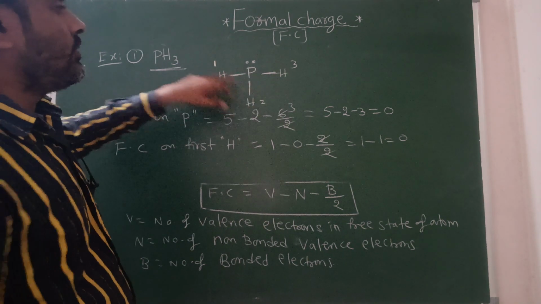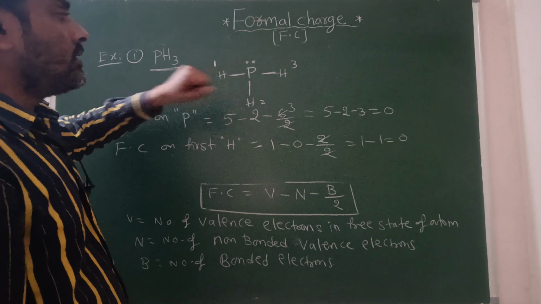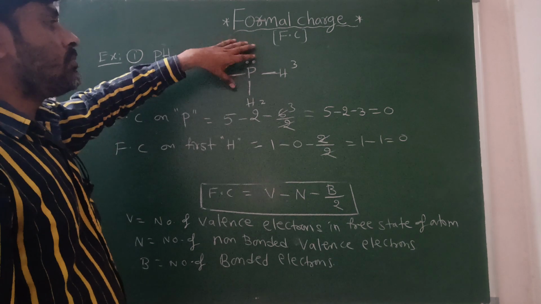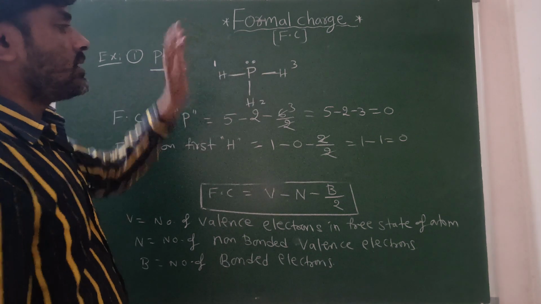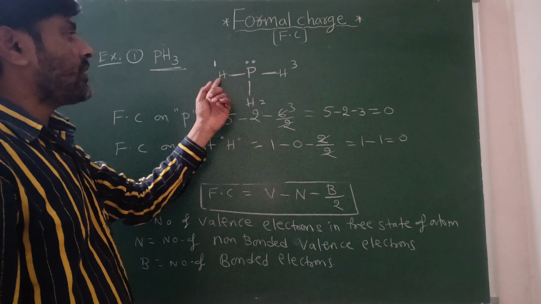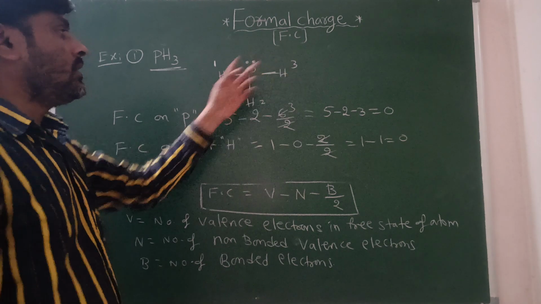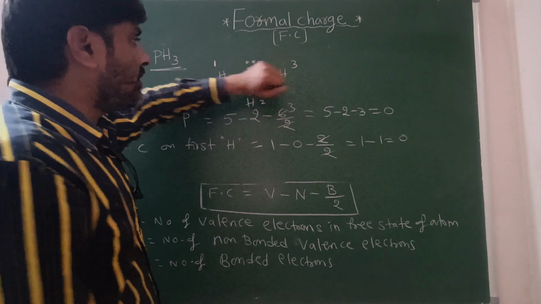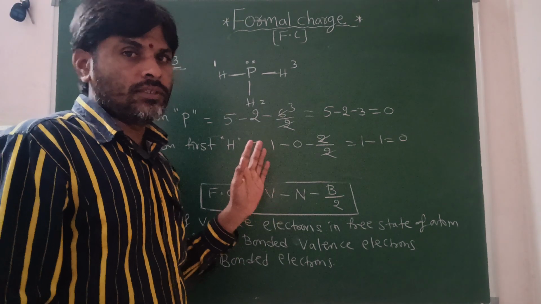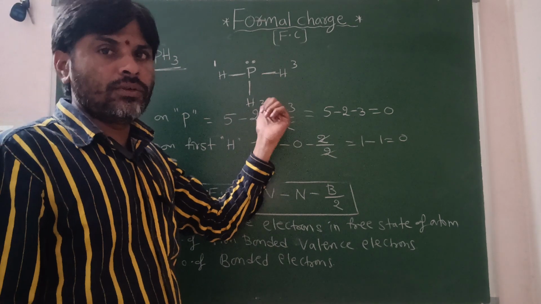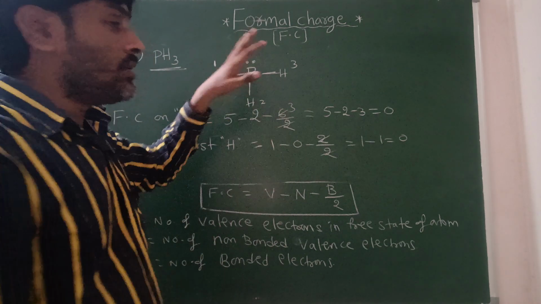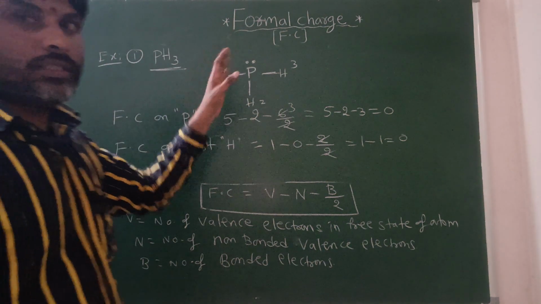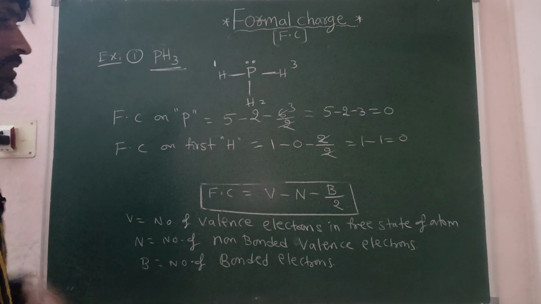Now the net formal charge on this molecule. PH3 is a molecule. In this PH3 molecule, the net formal charge is 0, because phosphorus is 0 and the 3 hydrogens have the same bonds, so each possesses 0 formal charge. So the total formal charge in this molecule is 0. That 0 is not for a particular atom, it is the whole formal charge. Now the next example.